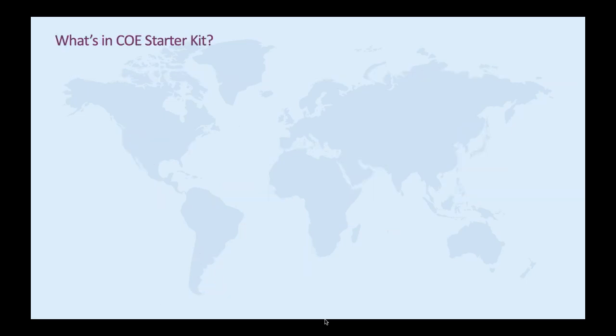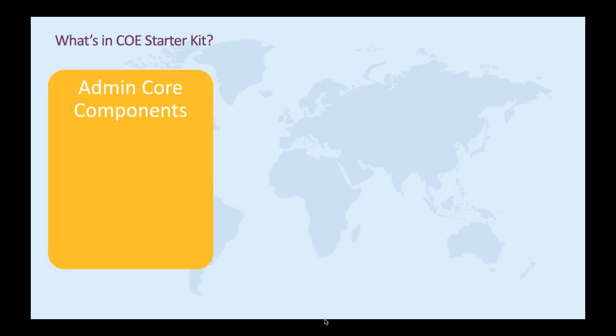So let's talk about some of the components of the Center of Excellence. First of all, let's talk about the core component. Without this component, this COE Starter Kit will not work. And that's called the admin core component. What that core component does is contain all the admin-specific apps and flows. So it gives the admins the power to dive into what's happening and administer the Power Platform. It's really specifically for and relevant to Power Platform admins.